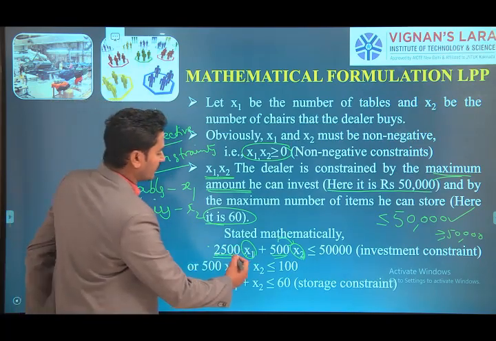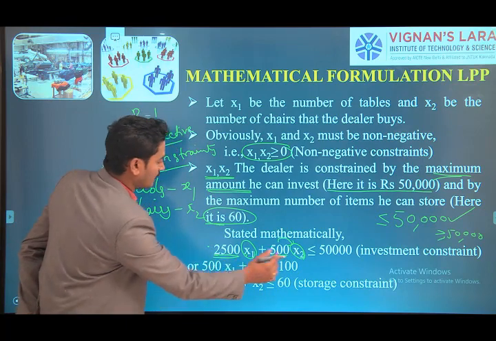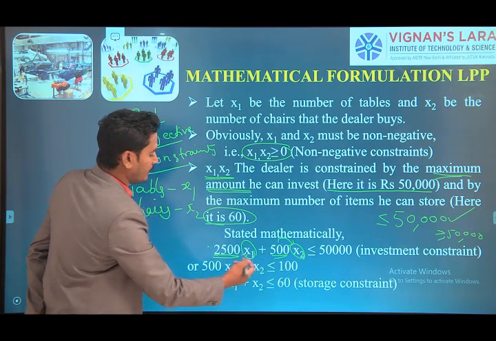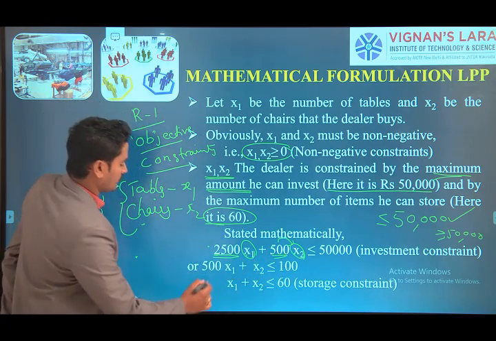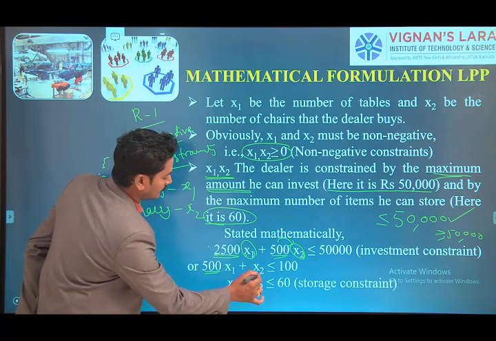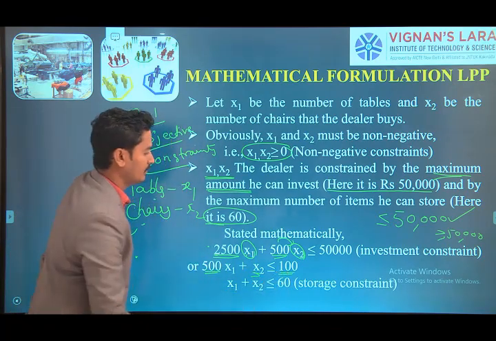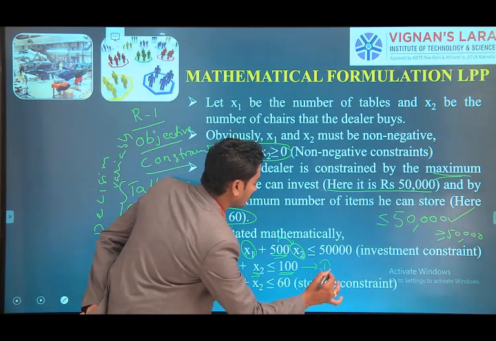Next, I converted this into this form. Here, I divided both sides by 500 rupees. From this, 5x1 + x2 is less than or equal to 100. Okay, this is constraint 1, equation 1.